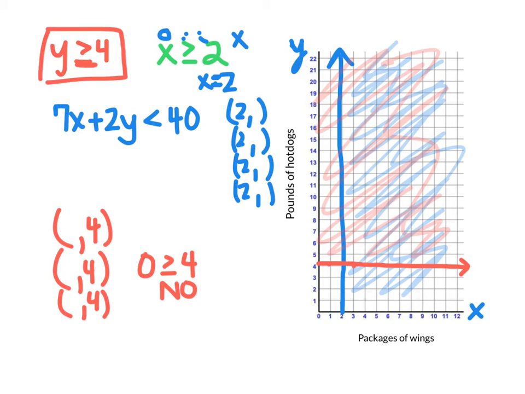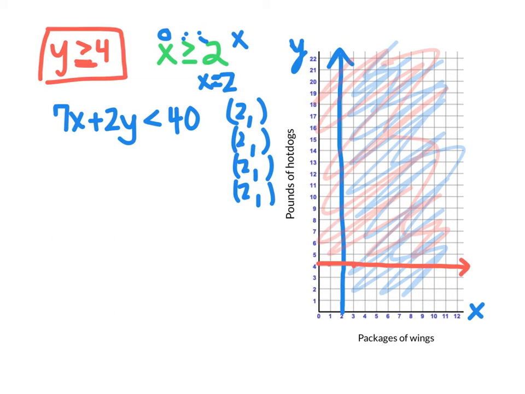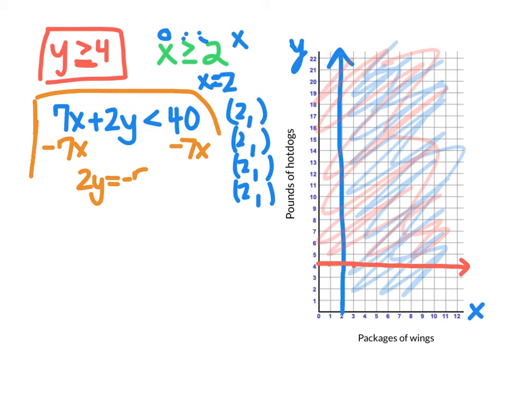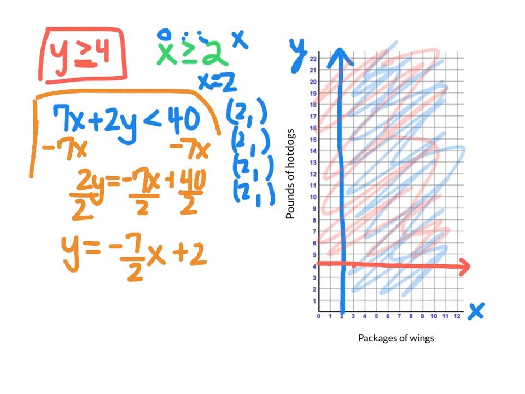Now my last line, I'm going to have to do a little bit more work for. If I look at my blue inequality right up here, I'm going to write in orange now. I need to solve this so I can graph it. I know it's going to be a line because it has a y and an x, so I need to solve it for y. First thing I'm going to do is subtract 7x from both sides. Now I have 2y equals negative 7x plus 40. One more step, I'm going to divide everything by 2. So I end up with y equals negative 7/2 x plus 20.